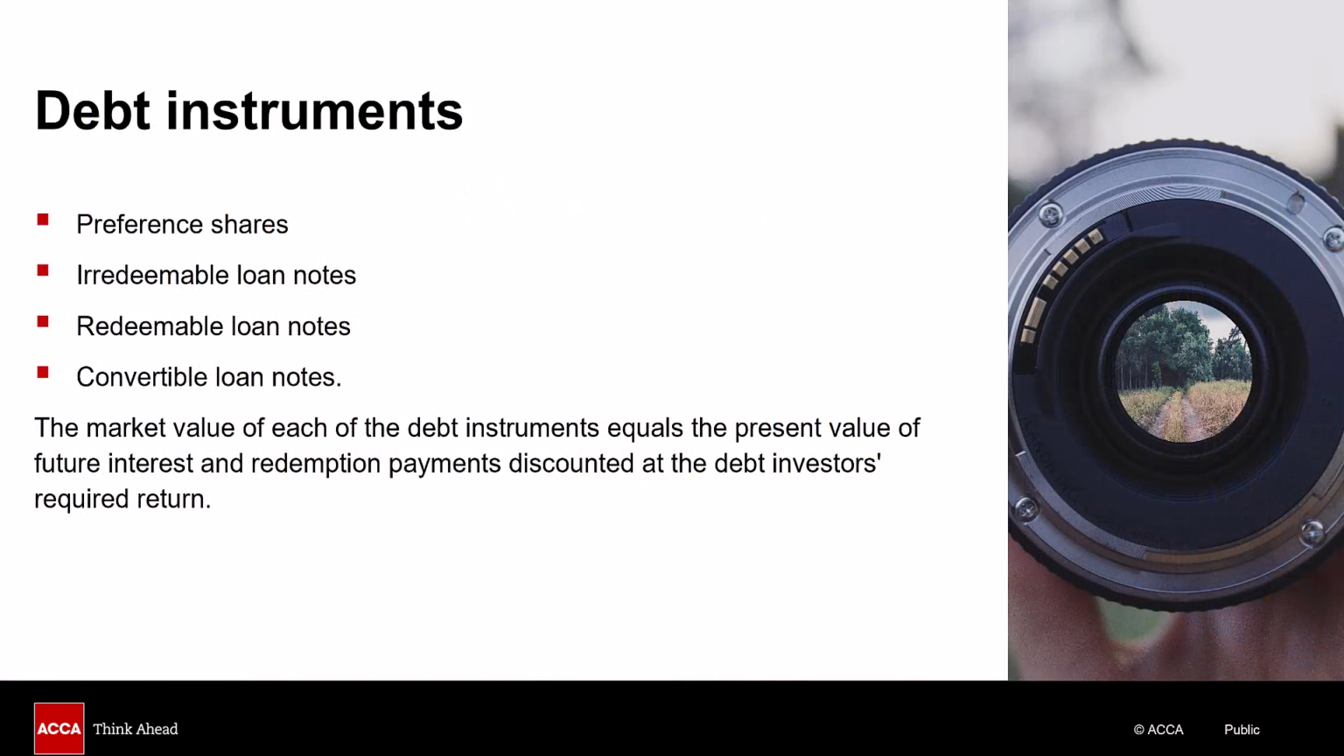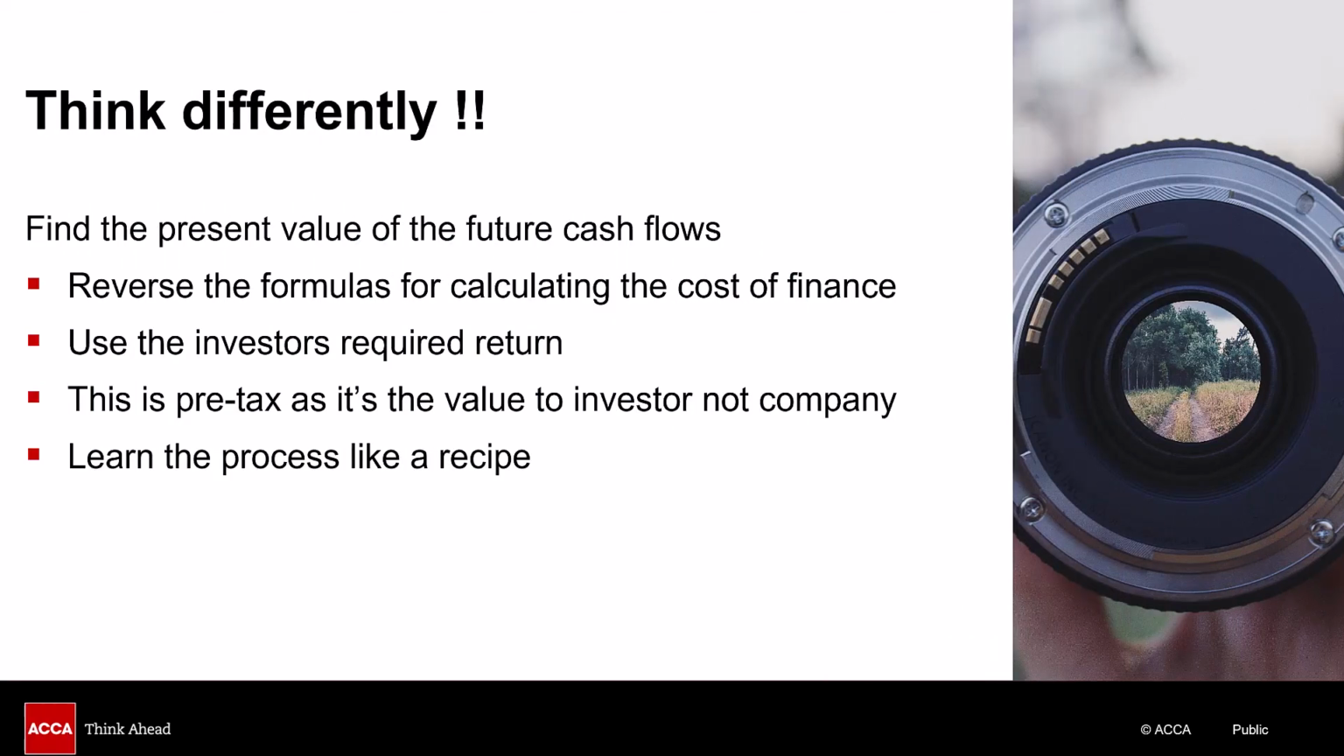You need to be able to calculate the market values for 4 different types of debt instruments: preference shares, irredeemable loan notes, redeemable loan notes, and convertible loan notes. Now, the market value of each of the debt instruments equals the present value of the future interest and redemption payments discounted at the debt investor's required return. In order to do this, you need to think differently.